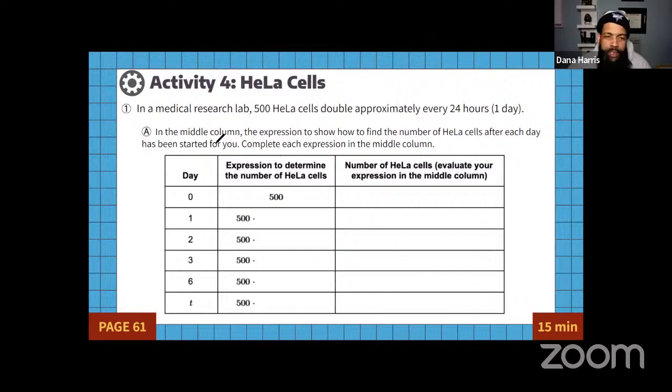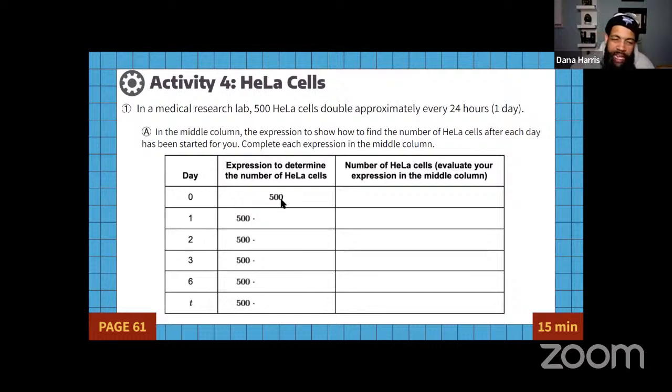So we start with, it says in a medical research lab, 500 HeLa cells double approximately every 24 hours, or every day. In the middle column, the expression to show how to find the number of HeLa cells after each day has been started for you. Complete each expression in the middle column.